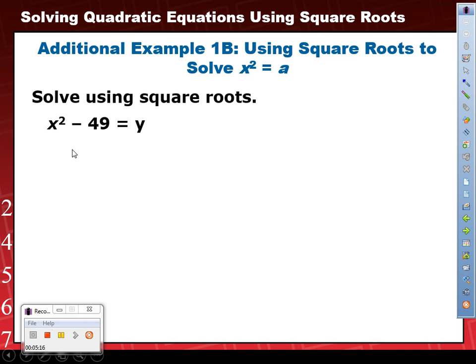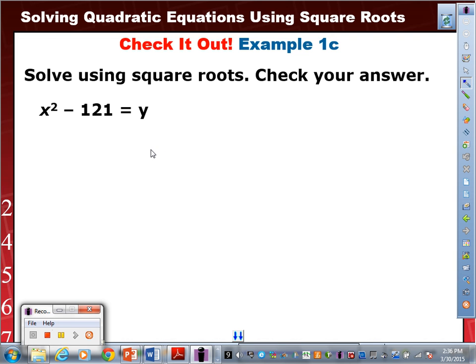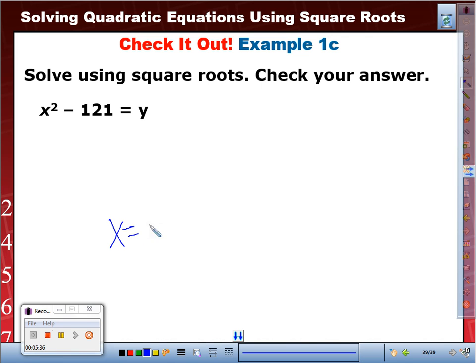Example 1C. X squared minus 121 equals y. You got 20 seconds. Go. So, who got x equals plus minus 11? That is correct, and the graph is very similar to the one we did, right? Okay, let's crank it up a notch.